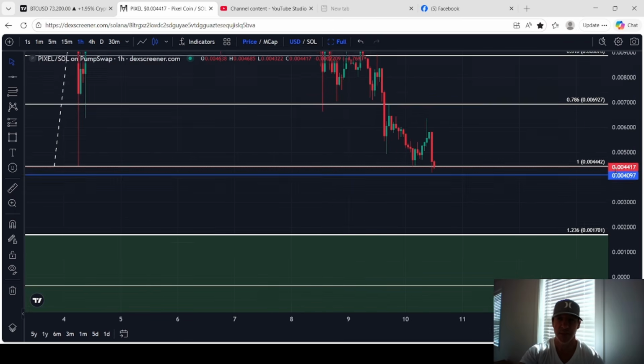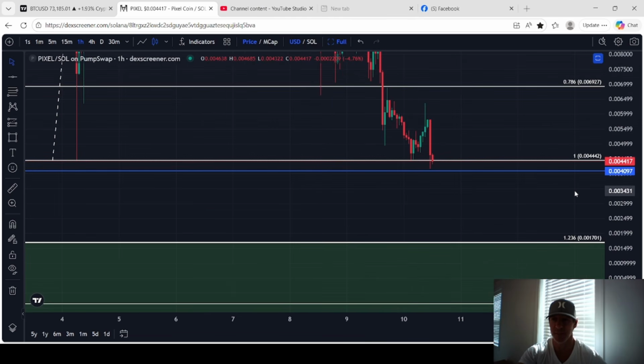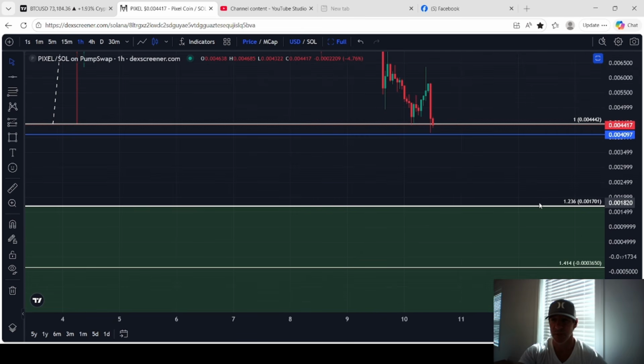But let's just say we're going to hold right here. So we want to hold 0.004097. And then the next target would be 0.001701.